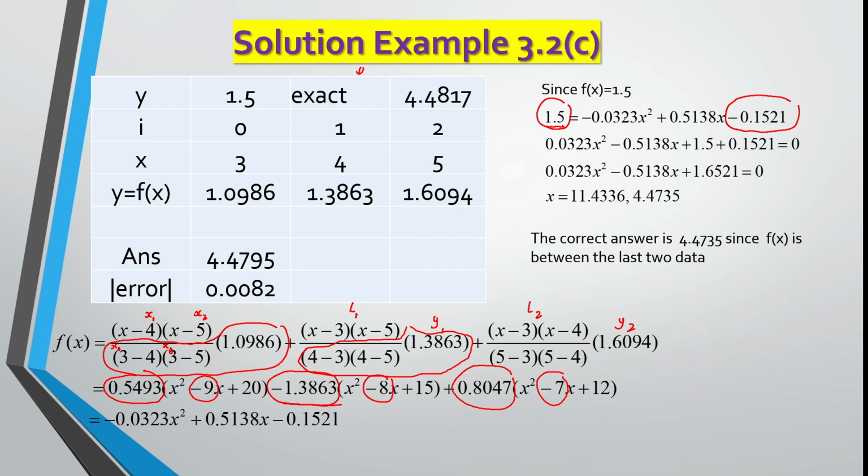Then you collect the terms together. In the quadratic equation, this is negative, so I bring it to the other side to become positive. This negative becomes positive. I bring everything to the same side as 1.5, so this becomes positive, and the constant adds up with 1.5. So you collect the constant term, and the total becomes 1.6521, and you can solve it quickly using your scientific calculator.